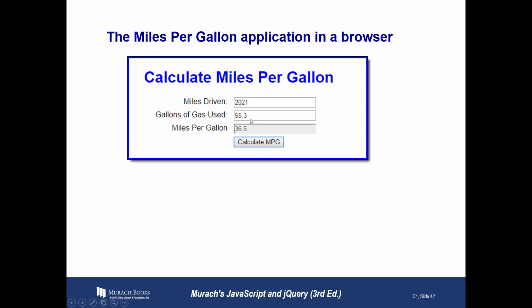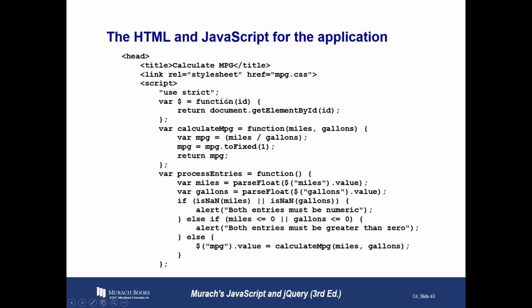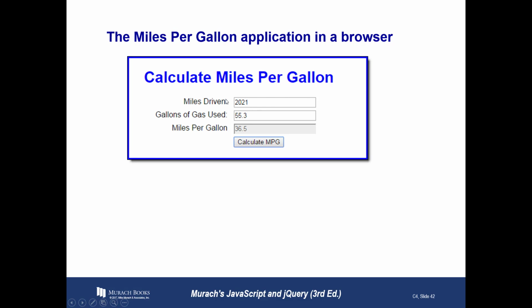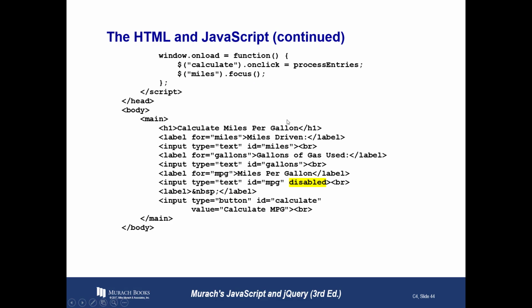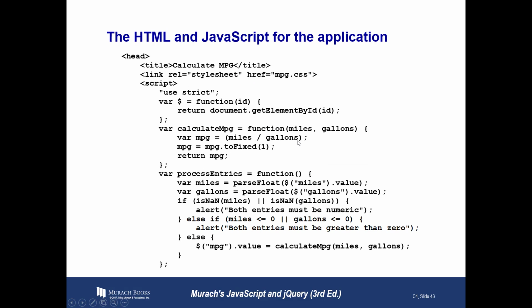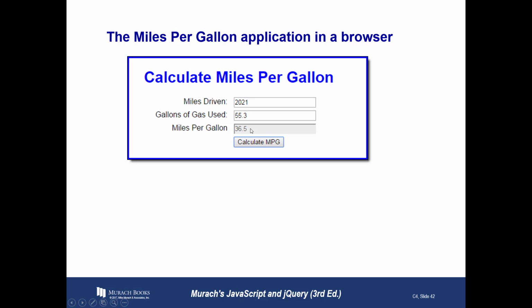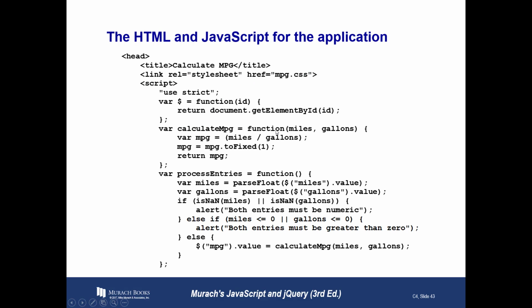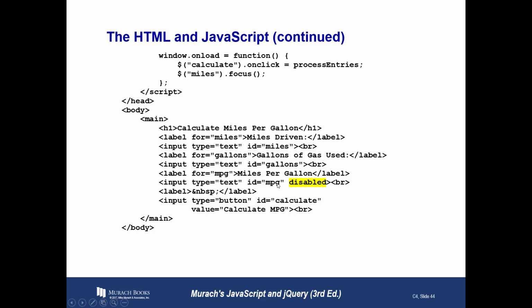There's a miles per gallon application, and here's the code. We will write something like this in class. We'll also write code to verify that the miles driven were positive, for example, and the gallons used were positive. All right, you'll notice right here they disabled this. In other words, they made it read only, and that's why it's gray. There's the line that did that.